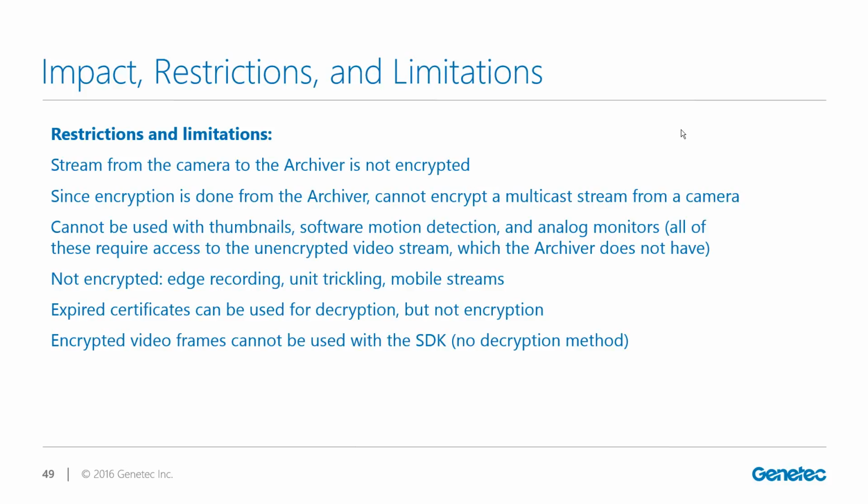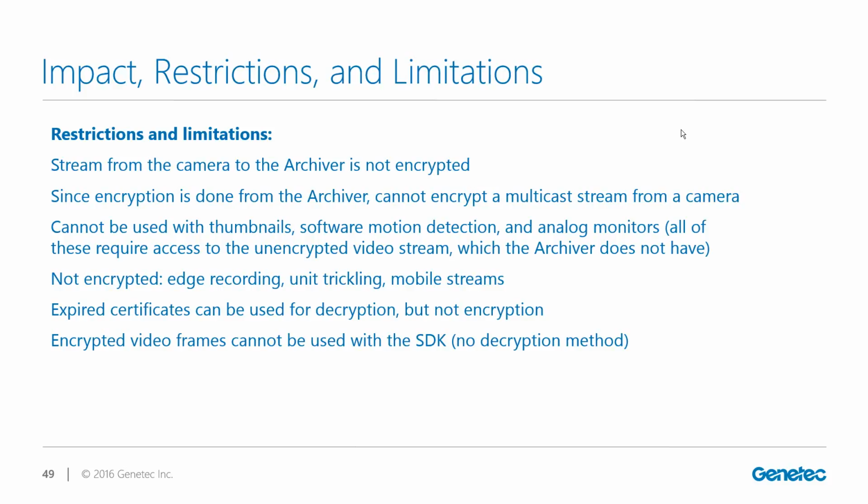So that means basically the stream is going directly from the camera to the client, and it's bypassing that whole encryption part right there. I also mentioned that the archiver needs to have the private key to actually decrypt the video, which we don't want it to have. It's only going to be on the workstations. So that means that we can't use this if we want to use thumbnails, if we want to use software motion detection, and if we want to use analog monitors, because all of these functions require access to the unencrypted video stream, which the archiver doesn't have. So that's something to bear in mind if you're looking at using this feature.